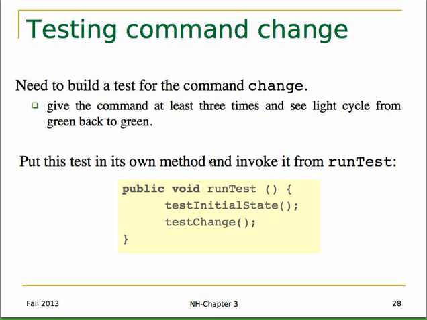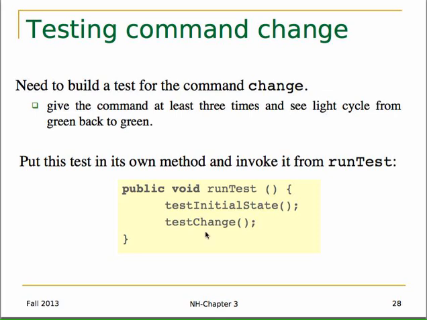Let's continue with the testing of our traffic signal class. In the last video, we looked at how to test a query method, light, and the constructor, or how to set up those methods and make sure they work. This time we will test the command change. This change is a method that we're going to have, and before we actually create the change method in traffic signal, we'll set up the test.